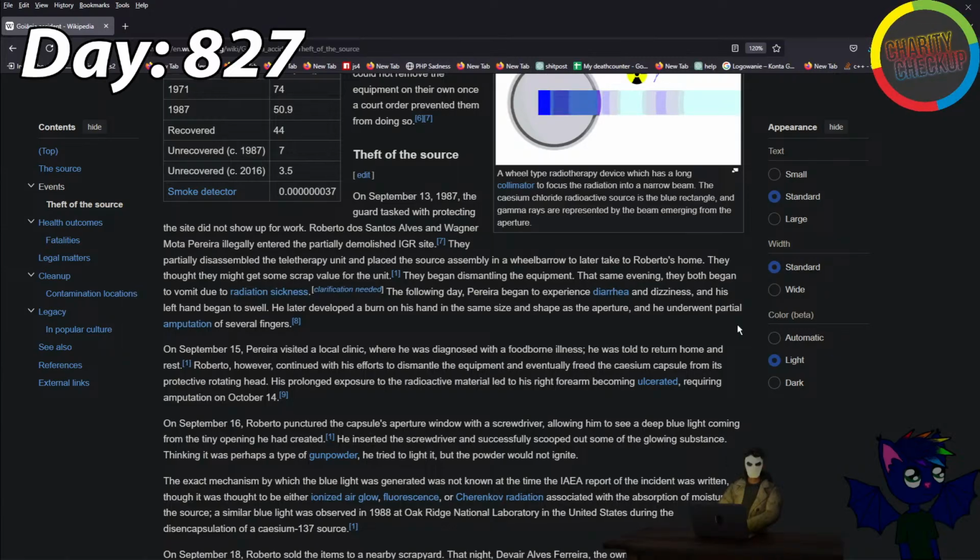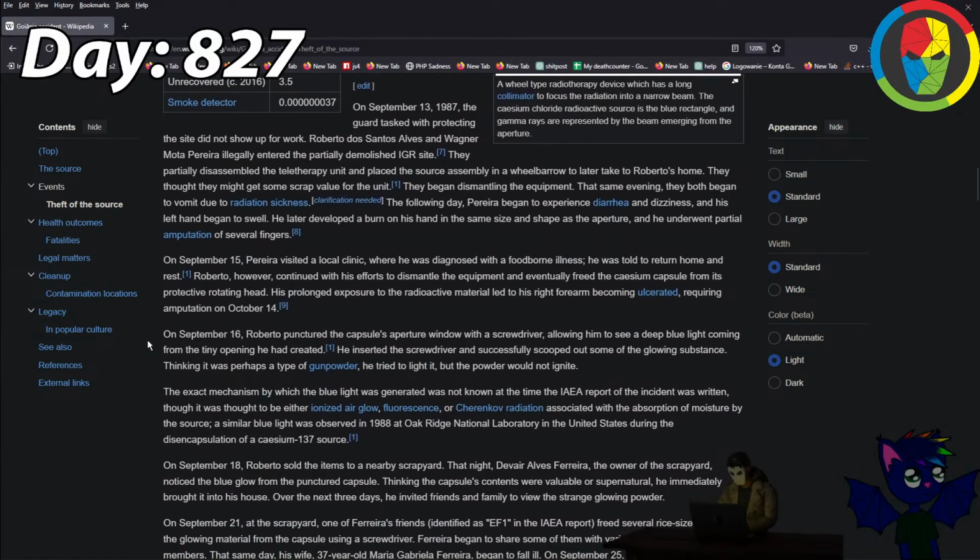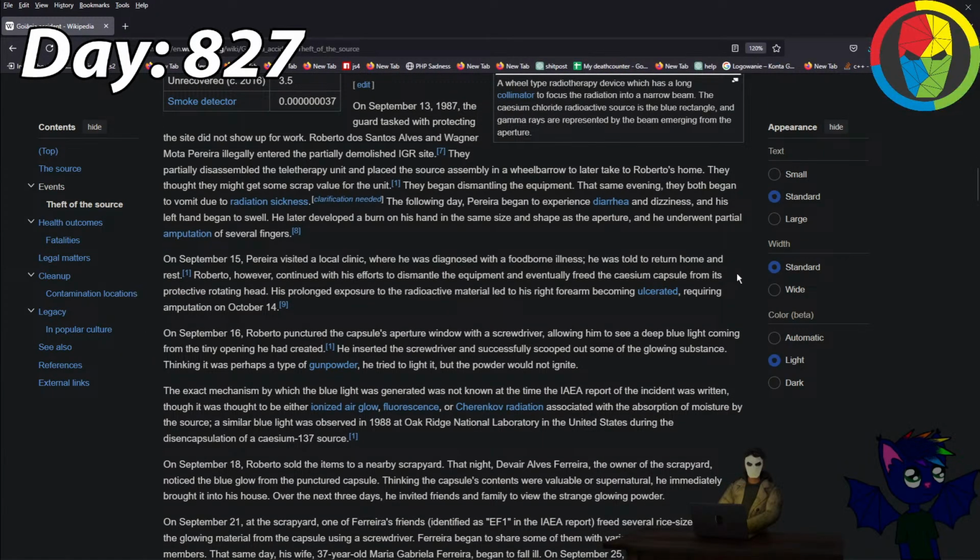Me and Robbie 3 days ago found this really cool looking glowing rock. I think I should sell it for some scrap. And then another note like 2 days later. Robbie hasn't been acting like himself recently. Then they went for the equipment. The same evening, they both began to vomit due to radiation sickness. A foodborne illness.